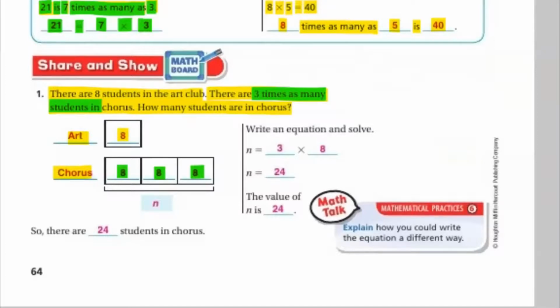Okay, let's write an equation to solve it. So we have n equal 3 multiplied by 8. So n equals 3 multiplied by 8 equals 24. So the value of n here is 24. So we can say here there are 24 students in chorus. Okay, it's very simple. Okay, let's move to the next page.